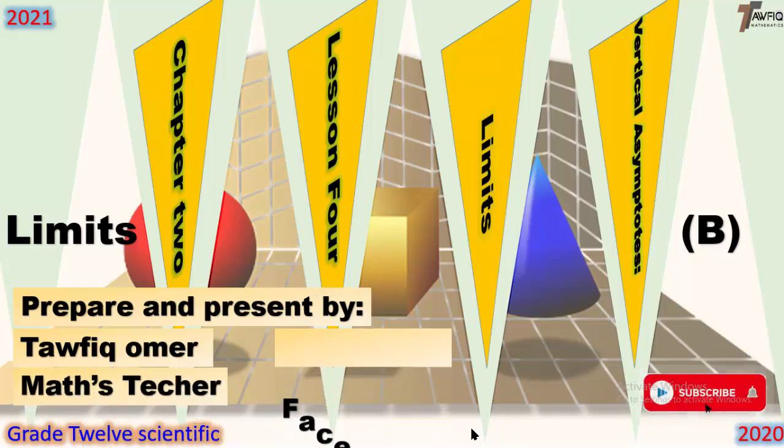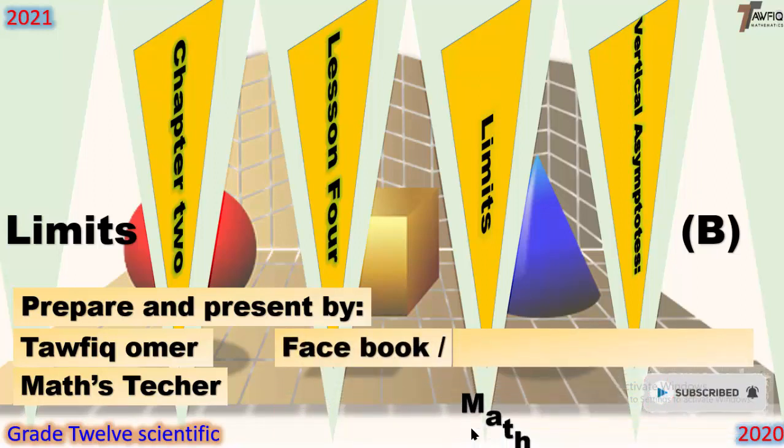In this video, I will explain Chapter 2, Lesson 4, Vertical Asymptote.